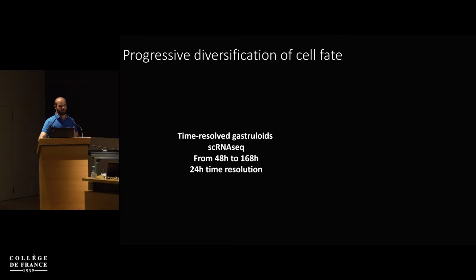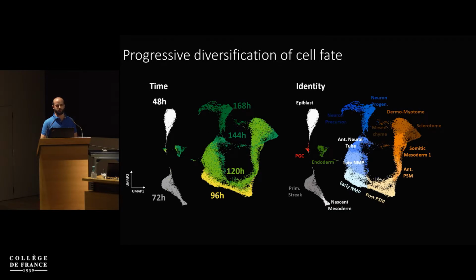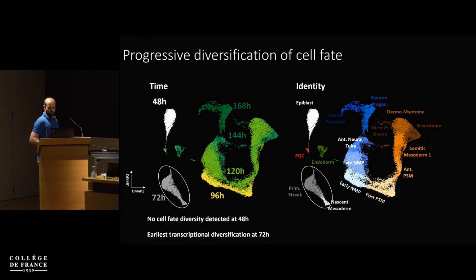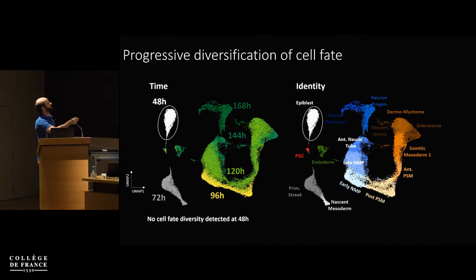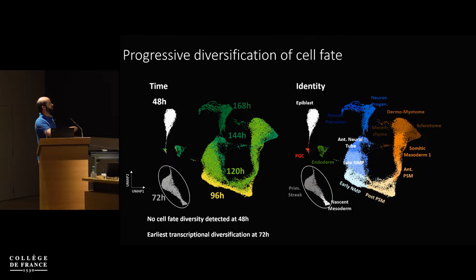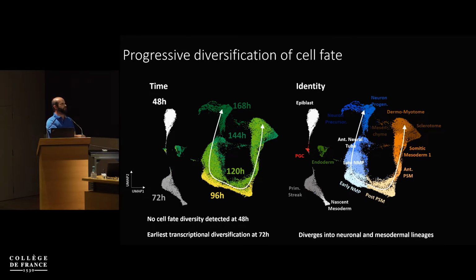So we first did a single cell time course experiment in order to identify the first time where we detect transcriptional diversity. When you look at the earliest time point that we've tested, at 48 hours, you can see the identity of the cells is quite homogeneous transcriptionally. But if you go one day later, after you've subjected the aggregates to chiron, you can now see that there's been diversification between a population that resembles primitive streak identity and a nascent mesoderm identity. And later on, the gastruloid cells have diverged into neuronal, somitic, and endodermal cells.